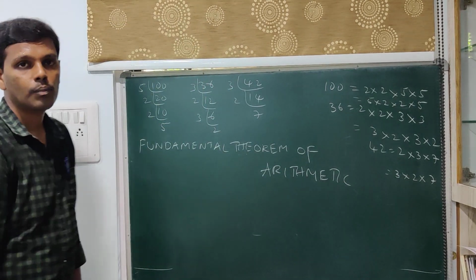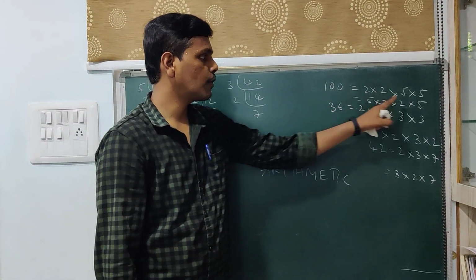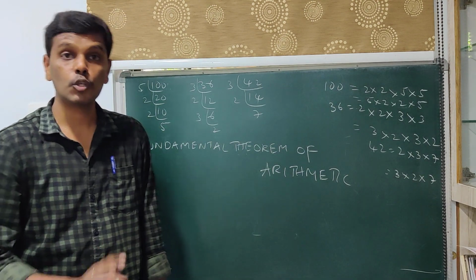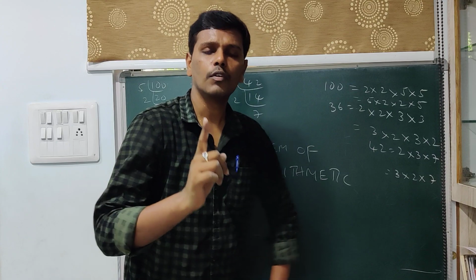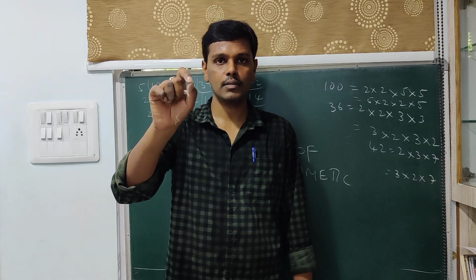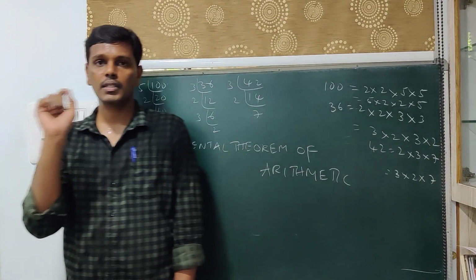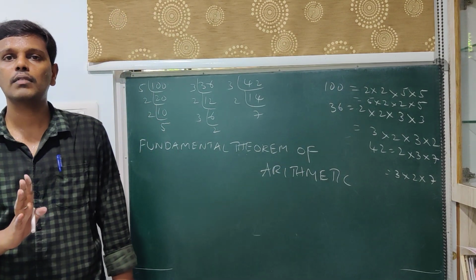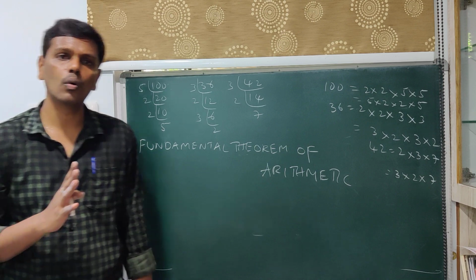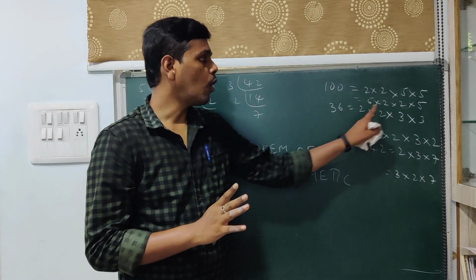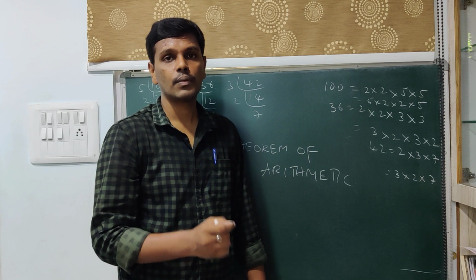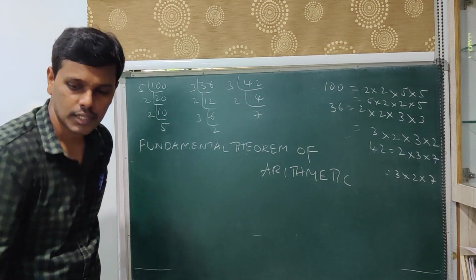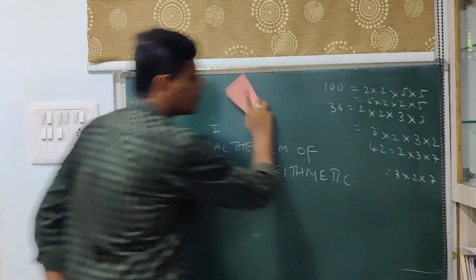That is, every composite number you can express as a product of its prime factors, and that representation is unique. Unique in the sense we will only have those prime factors. That is the meaning of this representation being unique. That is, you will only have those prime factors apart from the order in which the prime factors occur. There is only a change in the order of the prime factors. So that is what we call the fundamental theorem of arithmetic. I will state it here.